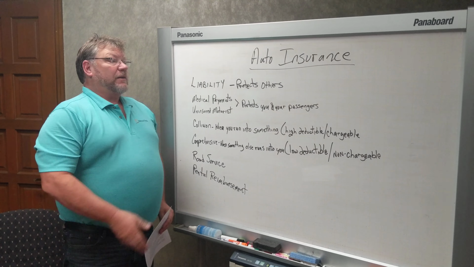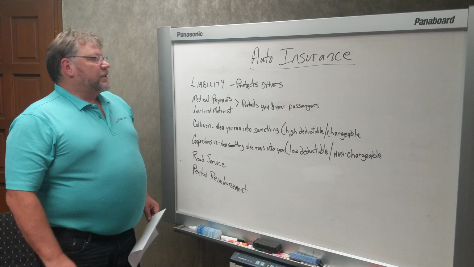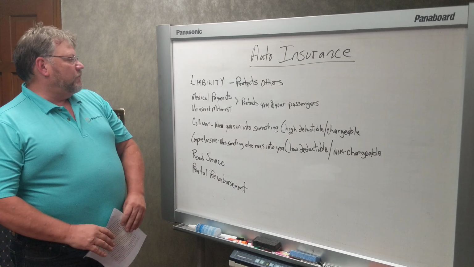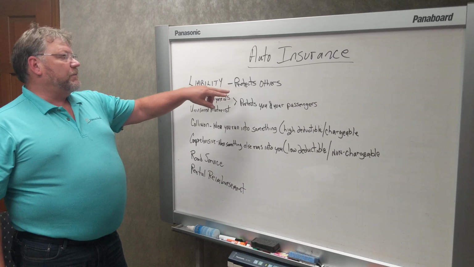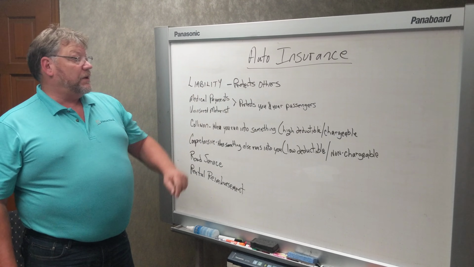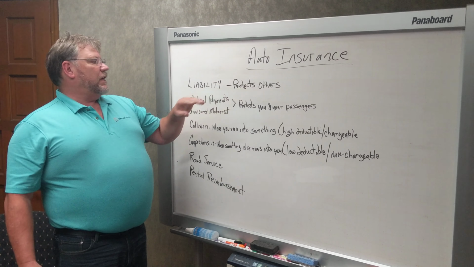Today we're going to talk about auto insurance. So the first thing you need to know is how the different parts of auto insurance work. The first part of auto insurance is liability. That protects other people that you have injured. The largest claims are here.